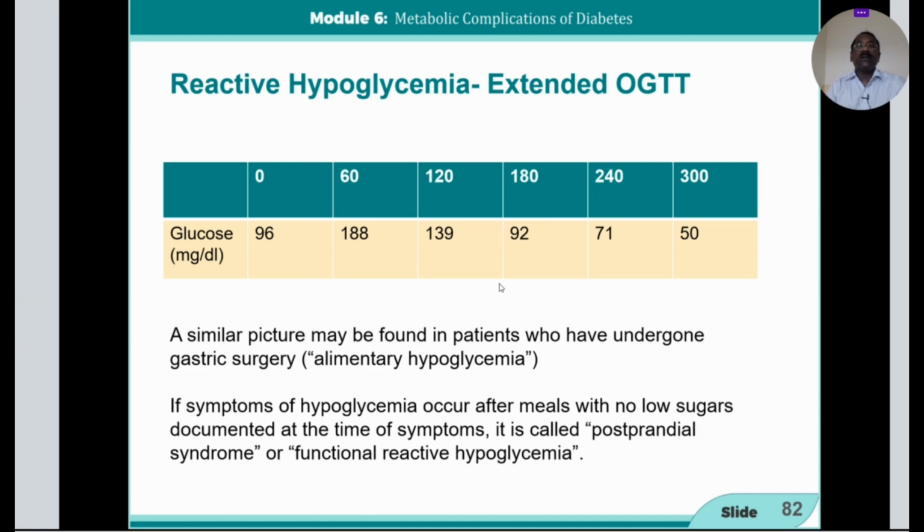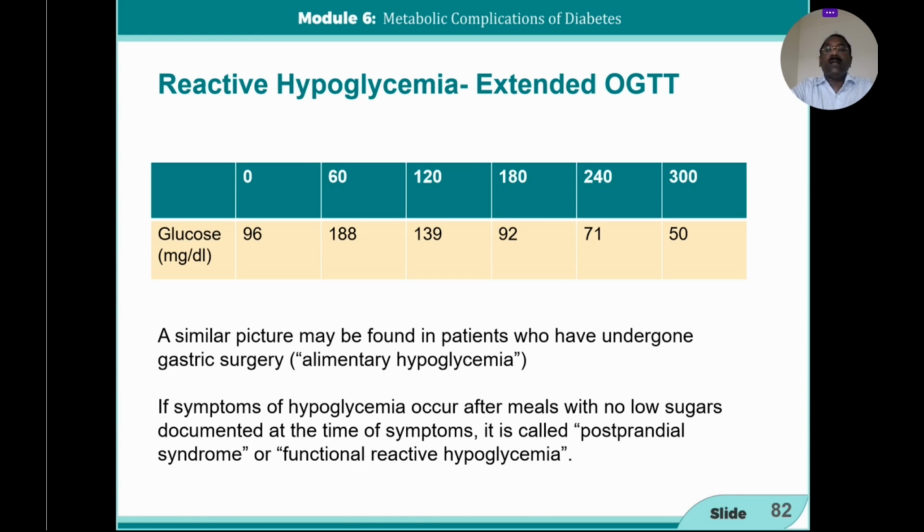So you see here the values: fasting 96, 1 hour 188, 2 hour 139, 180. So this is the extended OGTT. We see at 240 and 300 minutes, it is about 50 and 71. A similar picture may be found in patients who have undergone gastric surgery also. Alimentary hypoglycemia.